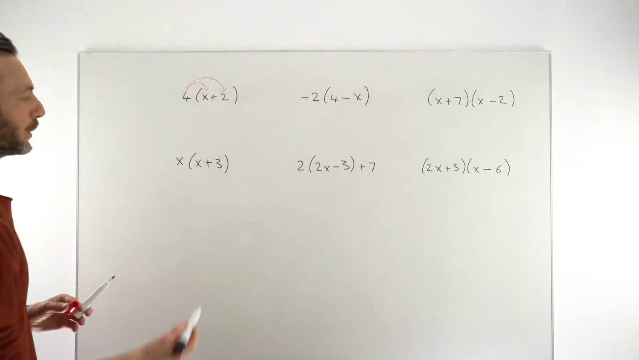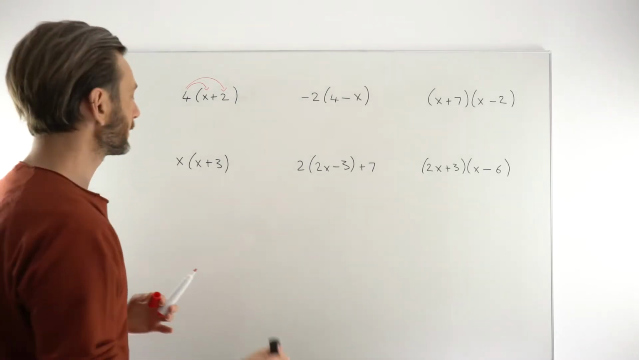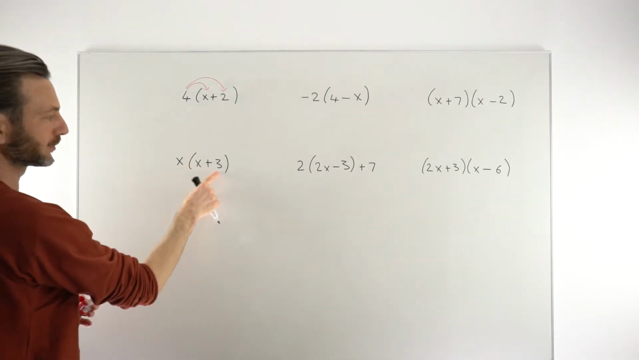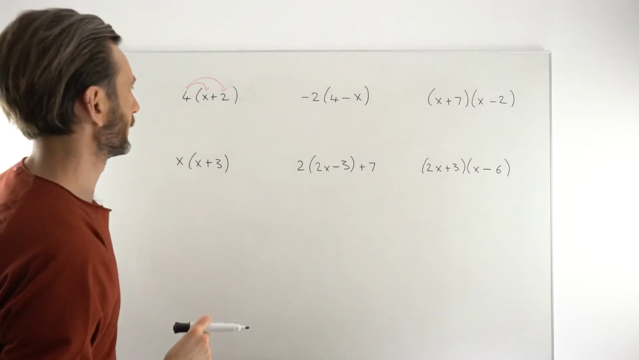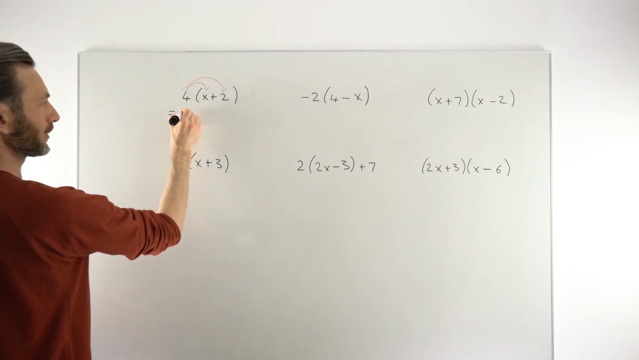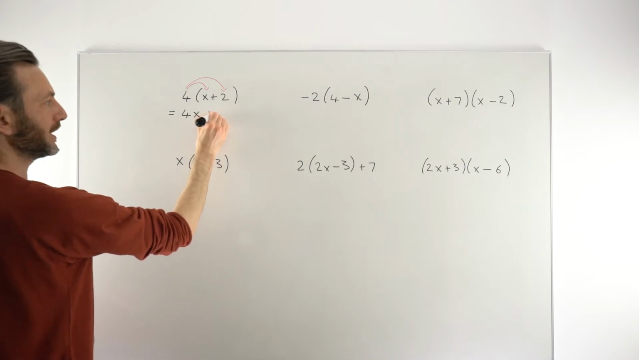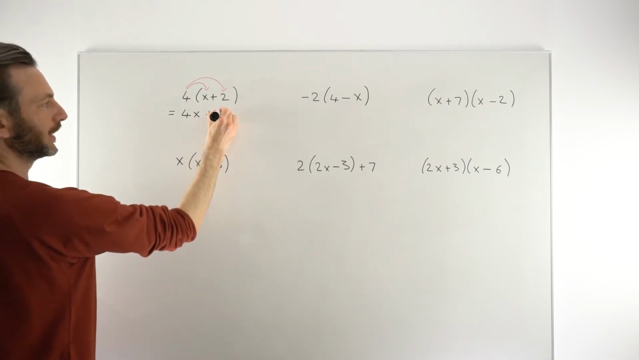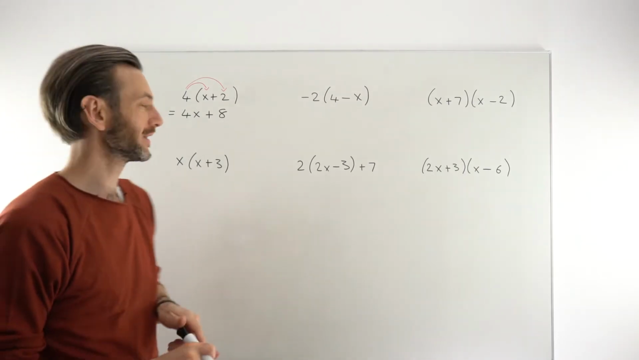Sometimes it's not even a number outside, it can be a letter outside. All of these work in the same way. Here we're going to multiply the x to the terms inside the bracket. So that's the idea, multiplying everything outside to everything inside. Here we're going to get 4 times x, which is just 4x, and 4 times 2, which is 8. We keep the plus in between, and that is the bracket multiplied out. There's nothing really more to it than that.